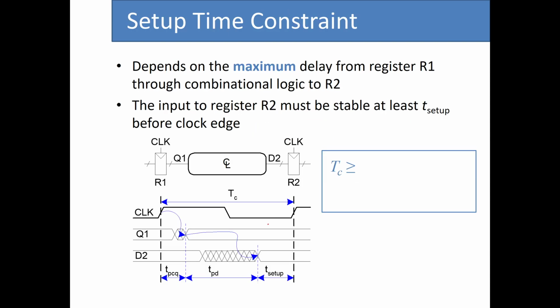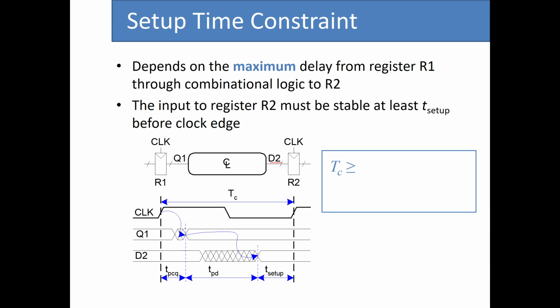So now that we have this, let's go over the setup time constraint and also the hold time constraint for our circuit. The setup time constraint for the input of register R2, which is D2, depends on the maximum delay from register R1 through the combinational logic circuit to R2. So we need to calculate the maximum amount of delay that can happen as a result of R1 and the combinational logic circuit between R1 and R2. To model that, we consider the figure in the previous slide, but we only consider the blue arrows.